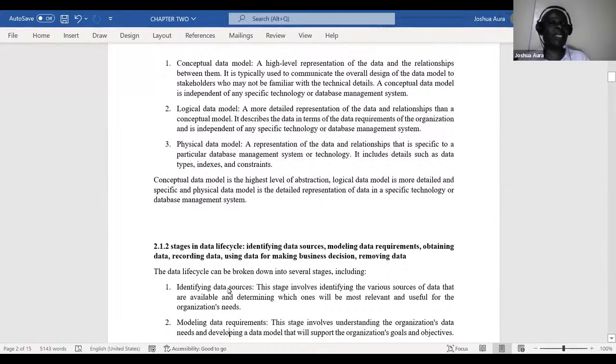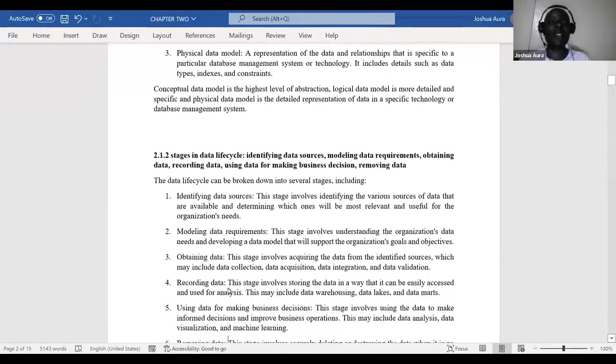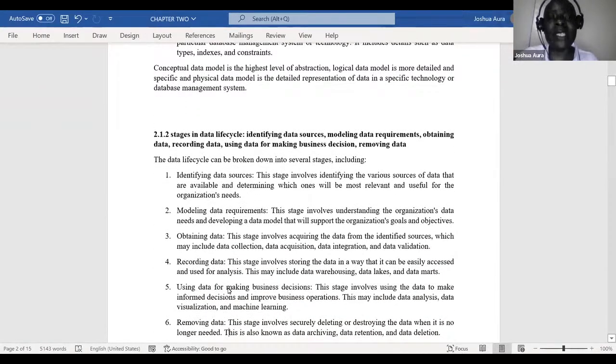That question was asked last semester. Most of you doing this exam did not see it. No worry. Let's look ahead. Stages in the data life cycle. Data life cycle.